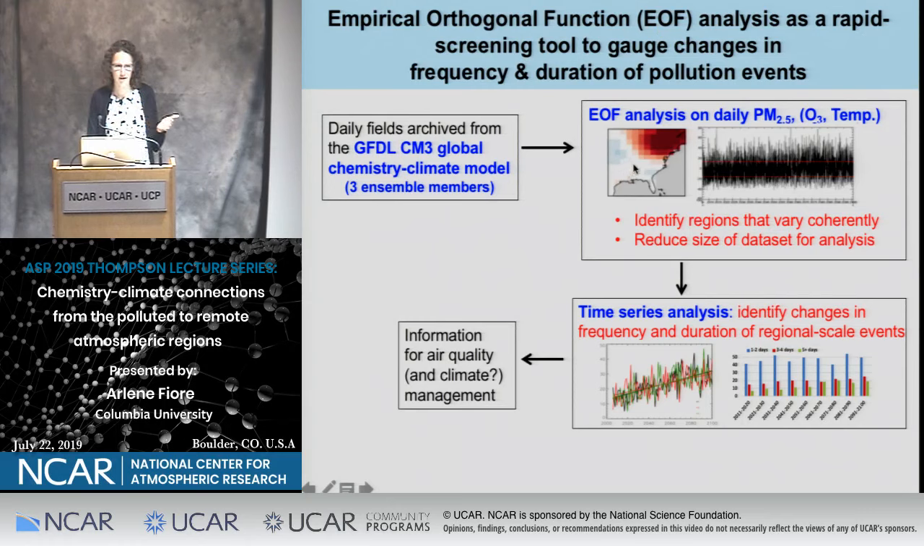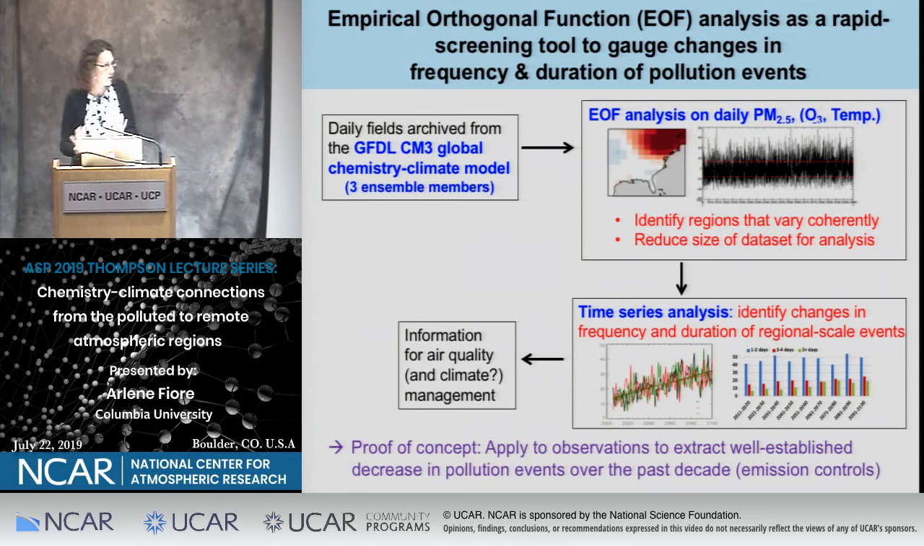I think everyone's probably familiar with this, but if not, this is the EOF pattern. This is an accompanying time series. These are some results that you'll see in a few slides. And our goal is also hoping that this information is relevant for air quality and potentially even climate management, thinking out a few decades.